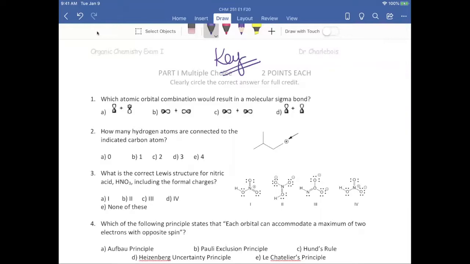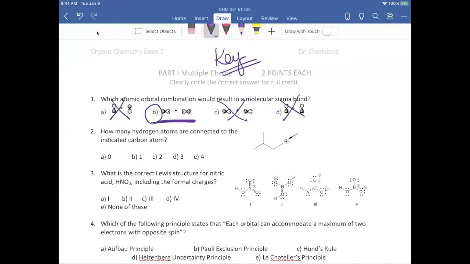Question number 1, which atomic orbital combination would result in a sigma bond? First thing we can do is cross off A and D because those create pi bonds. Second, this would be constructive because the two white shaded orbitals are facing each other, whereas here we have one light and one dark. So this would not work. So the correct answer is B.